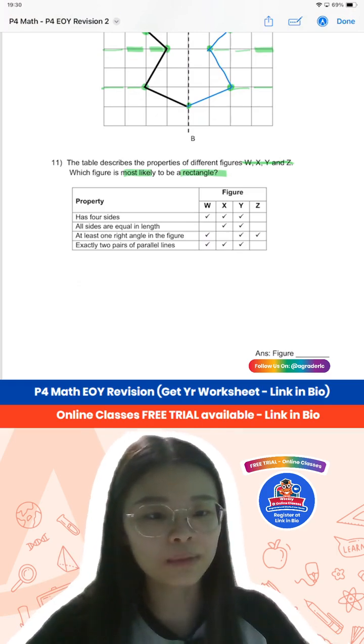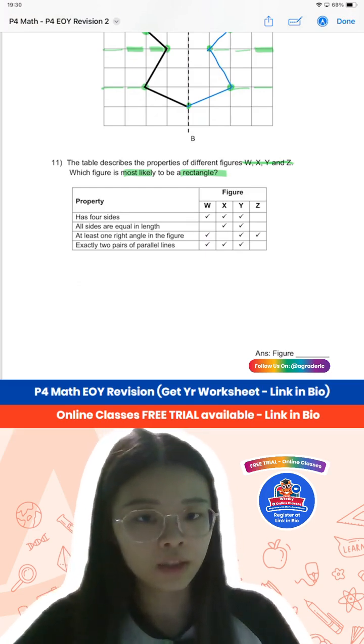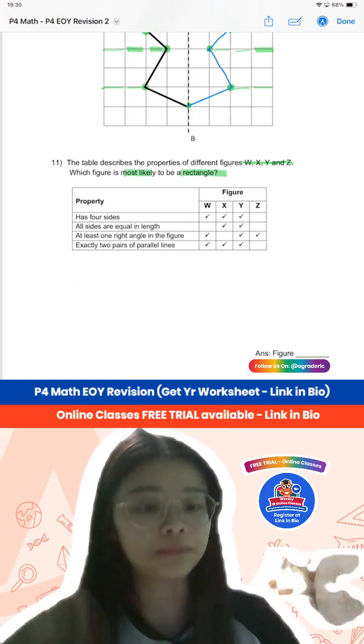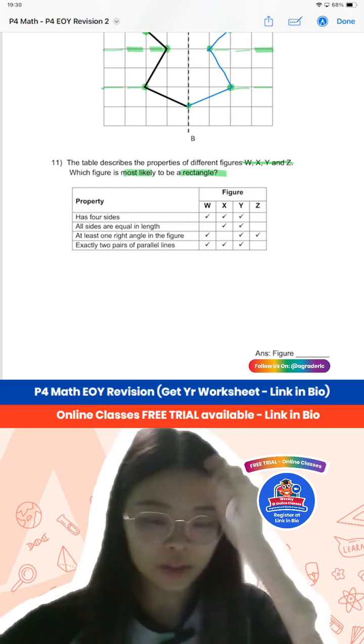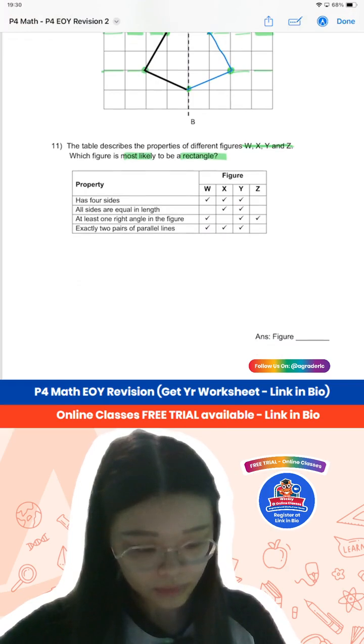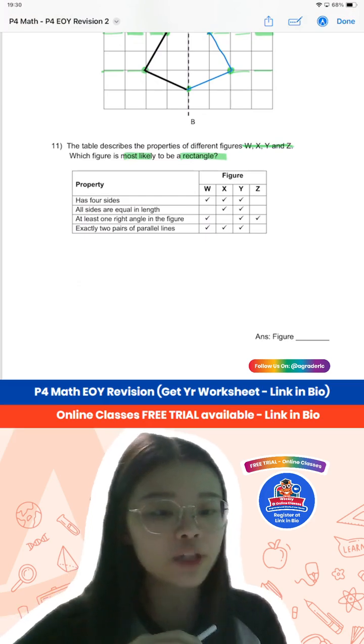Oh, so fast. W, W, W. Question 11 is very easy if you clearly remember the properties of a rectangle. So, properties of a rectangle. Let's look at our first option. Has 4 sides. Does a rectangle have 4 sides?